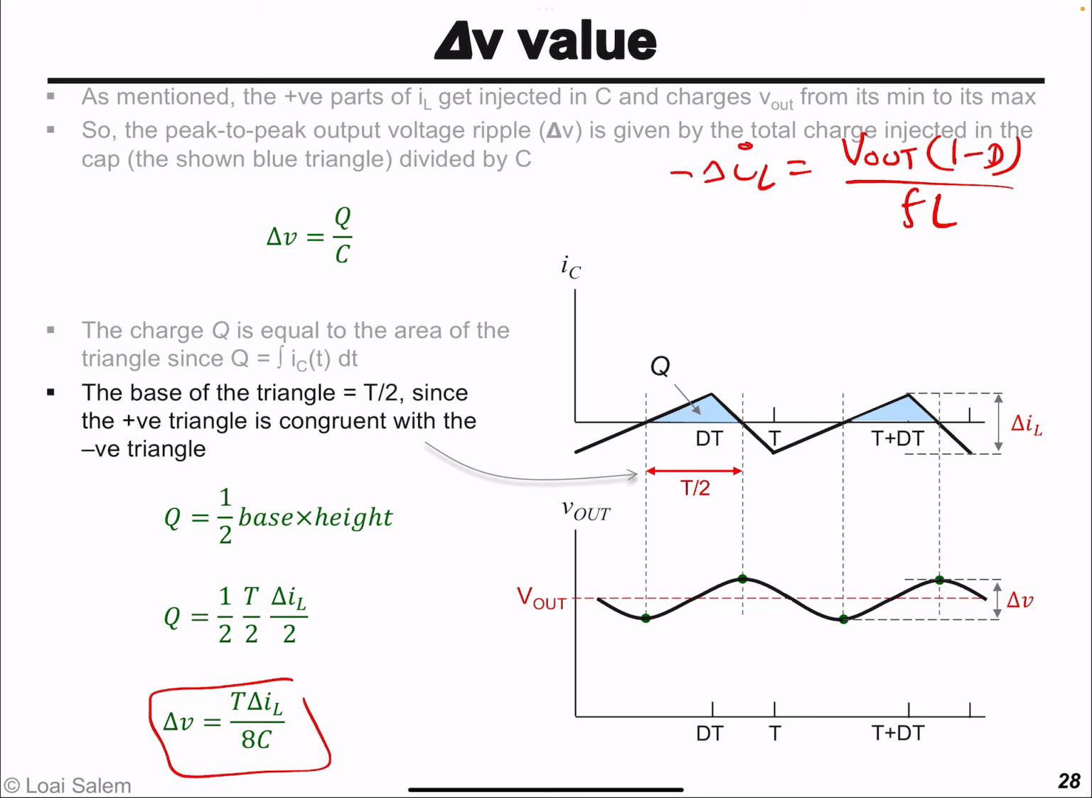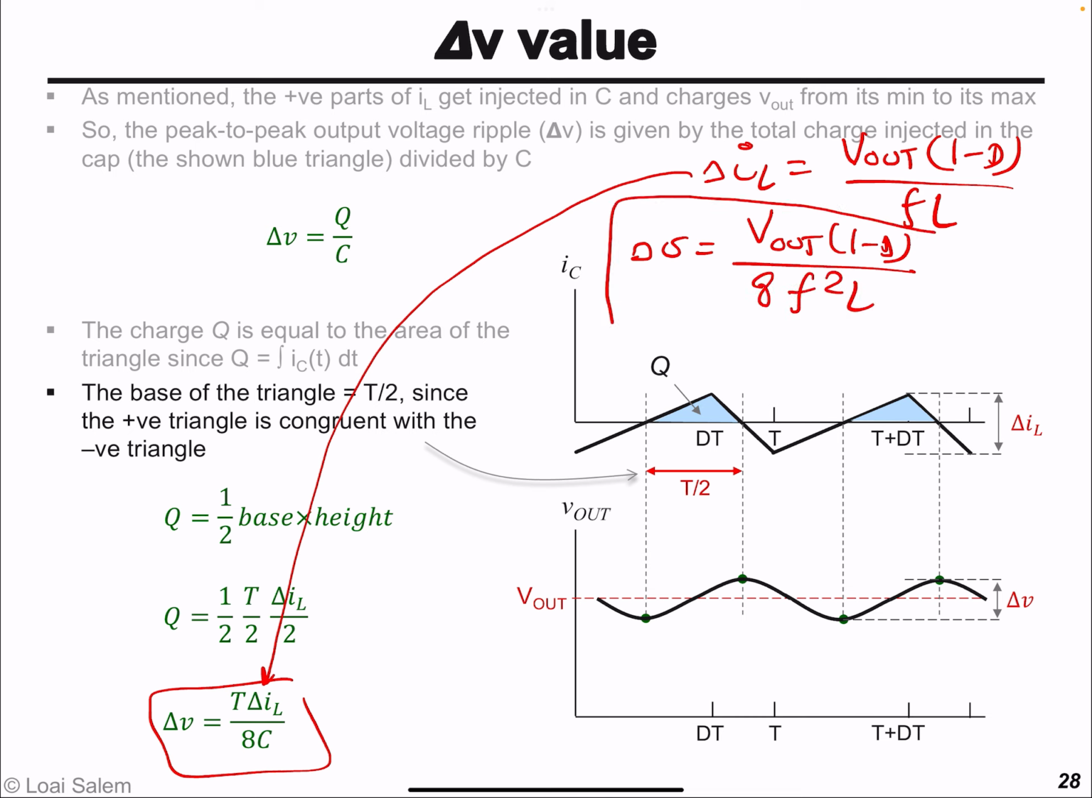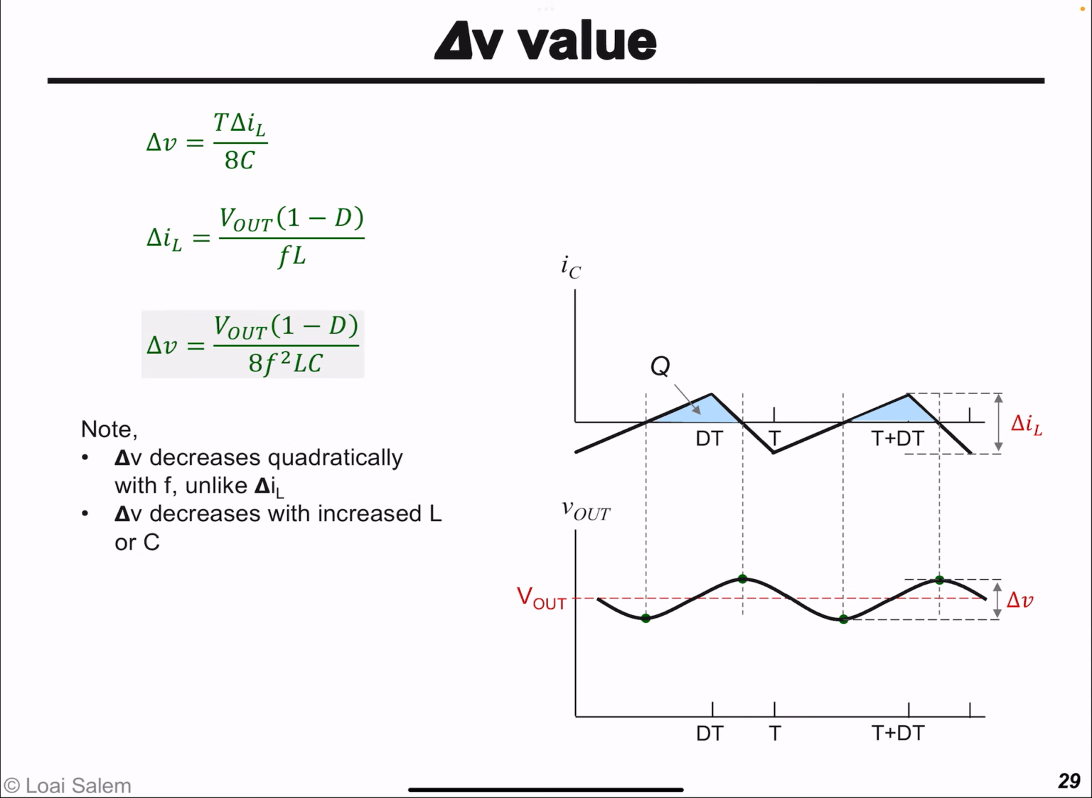And so if we replace this into this equation, we find that delta V is equal to V out times 1 minus D divided by 8F squared LC. And this is the expression for the peak-to-peak value of the output voltage ripple. All you need to know is the output voltage, what duty cycle you are operating at, what is the frequency, and what is the inductance, as given by this equation.